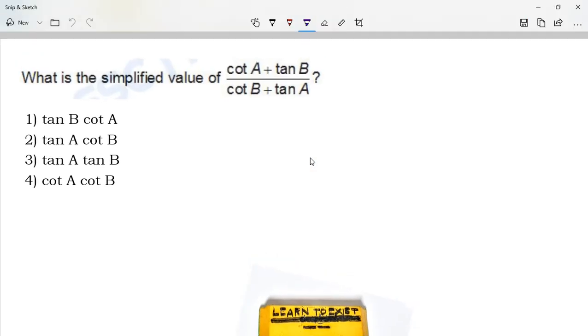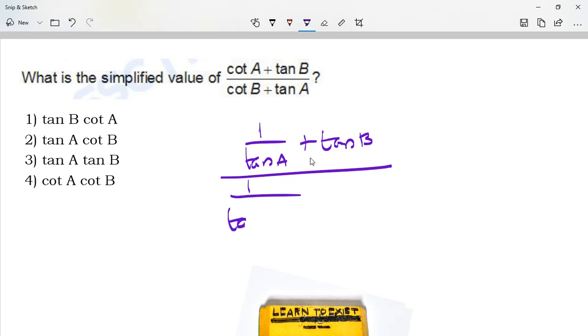What is the simplified value of this one? Okay, cot A plus tan B, and so I'm going to convert everything into tan terms. Okay, cot A will be 1 by tan A, so 1 by tan A plus tan B divided by 1 by tan B plus tan A. So from adding this, 1 plus tan A tan B would be in the numerator of both the terms, right?